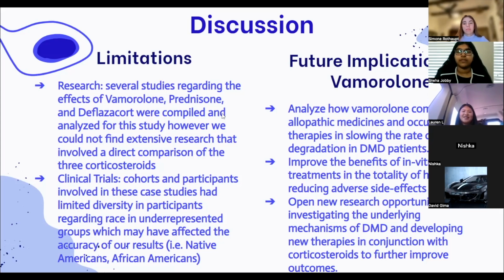Ultimately, these findings have considerable implications for society because patients who have been diagnosed with DMD may look into specific treatments and find that certain alternatives such as vamorolone may be safer and preferred by not worsening their quality of life through harsh side effects.